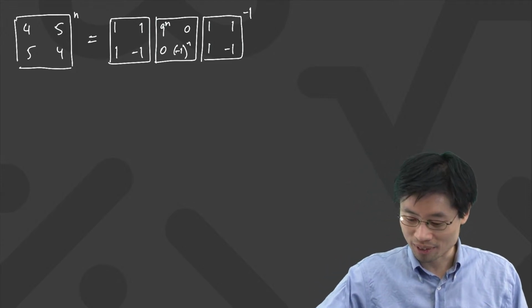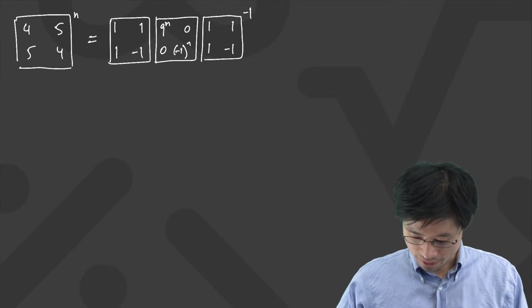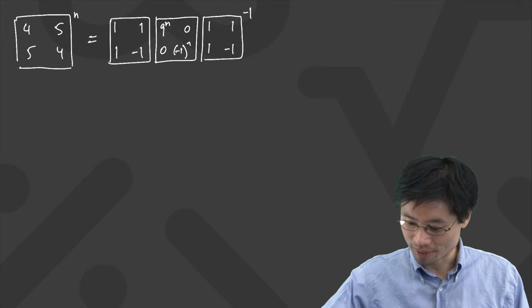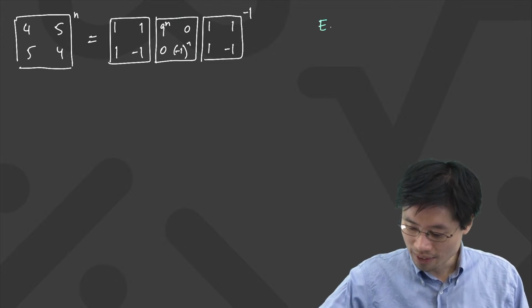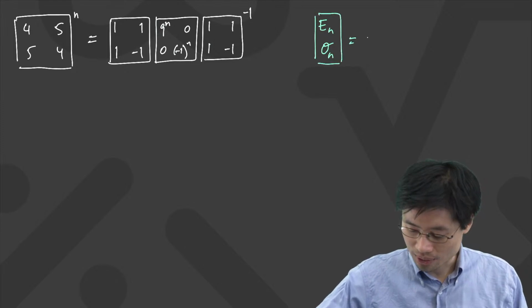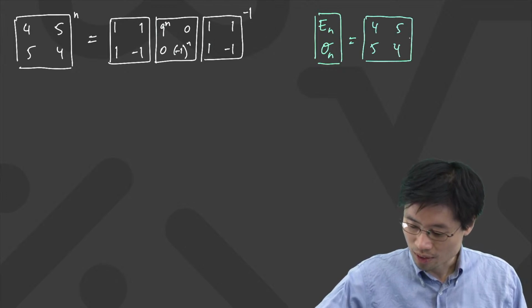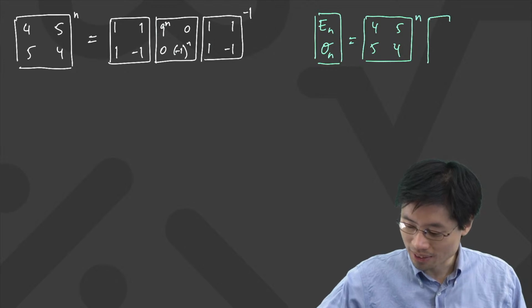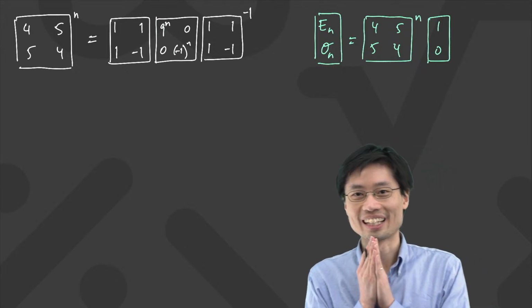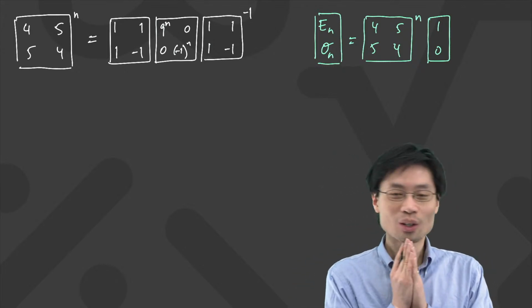I know the formula for ENON. Is that what we had? Yes, the ENON formula. I'm just going to copy it. I also know that the ENON formula is just equal to, I'm supposed to take 4554 to the power n and multiply it by 1, 0. Okay, we are now almost done.